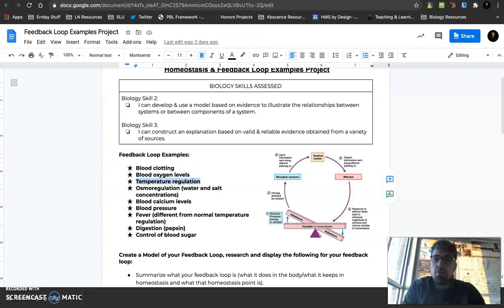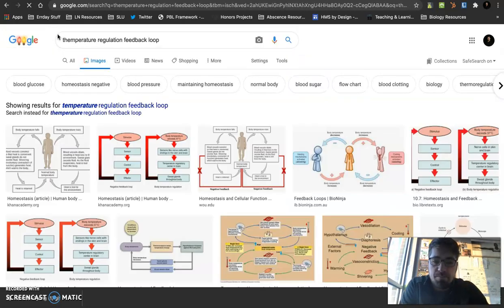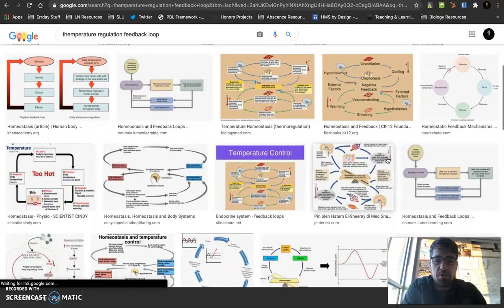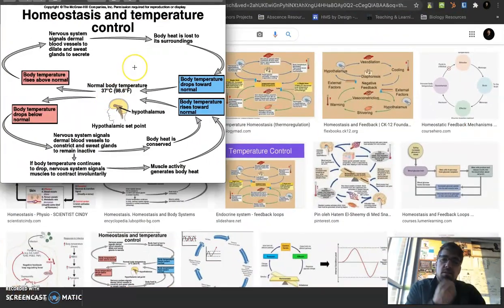So if you go to Google and you type in temperature regulation feedback loop, you're going to find some examples of what this feedback loop looks like. The one that I went ahead and clicked on was this. Really what you're looking for is a complete description of what happens if your body gets out of homeostasis in that specific example.